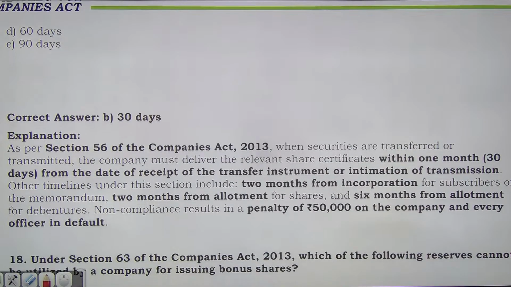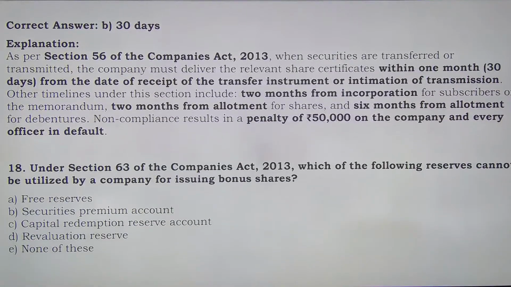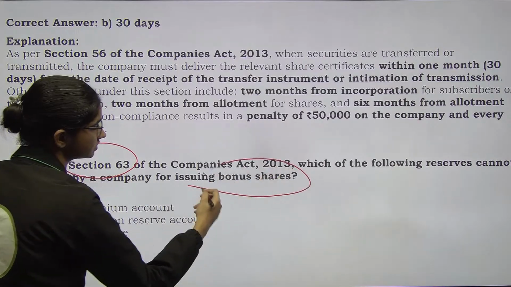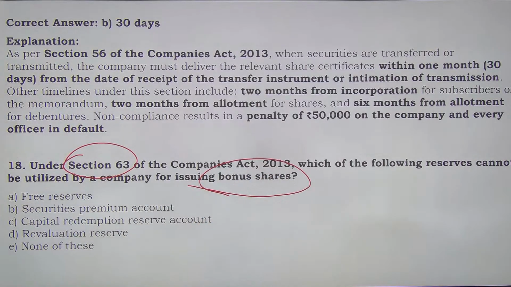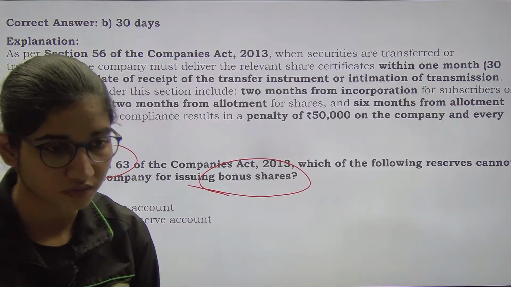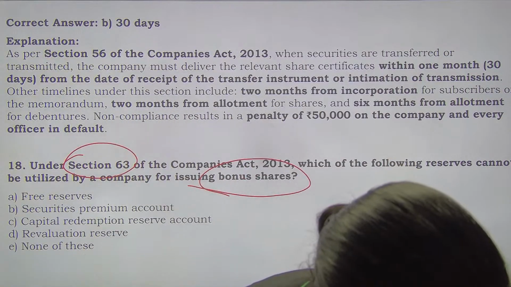Now we are moving forward to the next question. Next question is question number 18, which is asking you कि under section number 63 of the Companies Act, which of the following reserves cannot be utilized by a company for issuing the bonus shares, ठीक है. तो अगर bonus का issue हो रहा है, then which reserve will not be utilized, okay? This is the question here, okay. Please try to answer this.